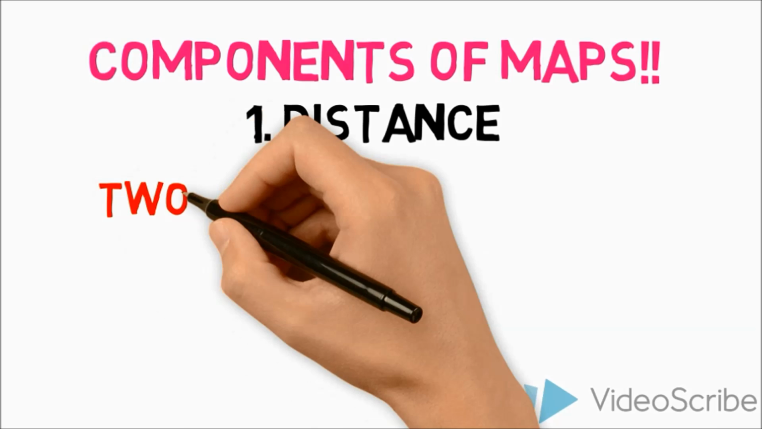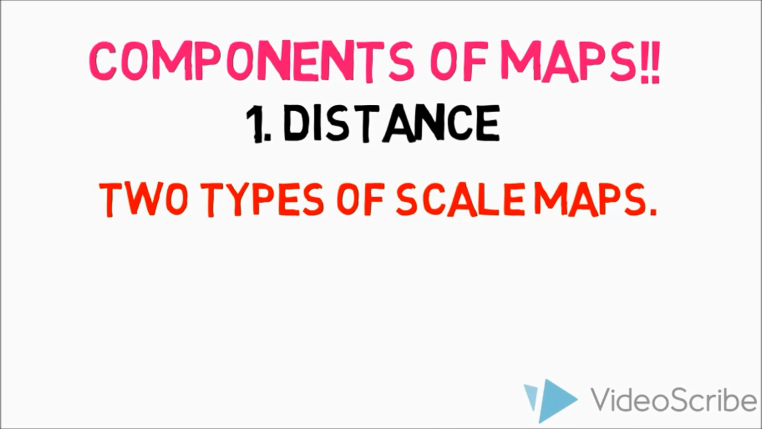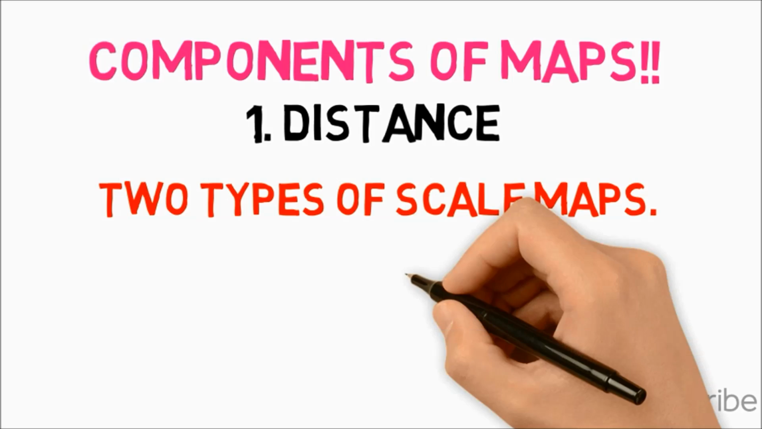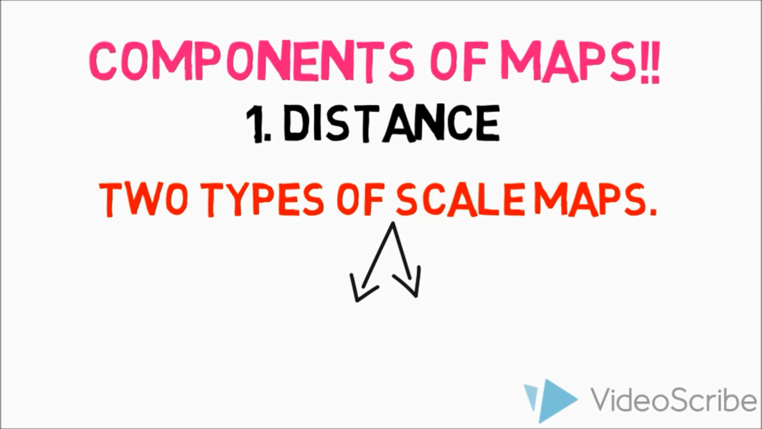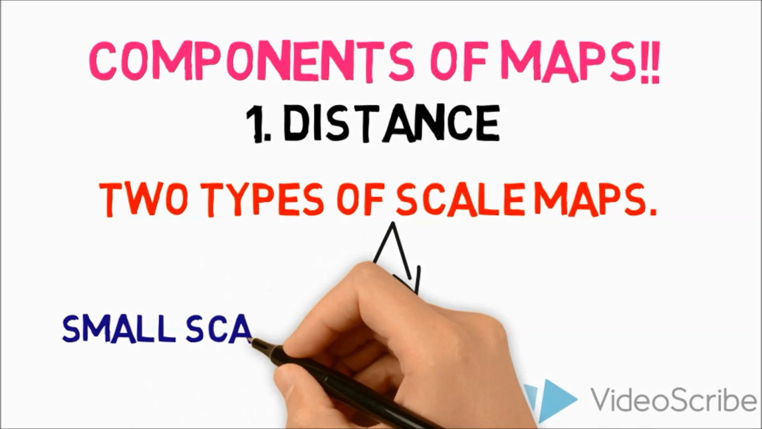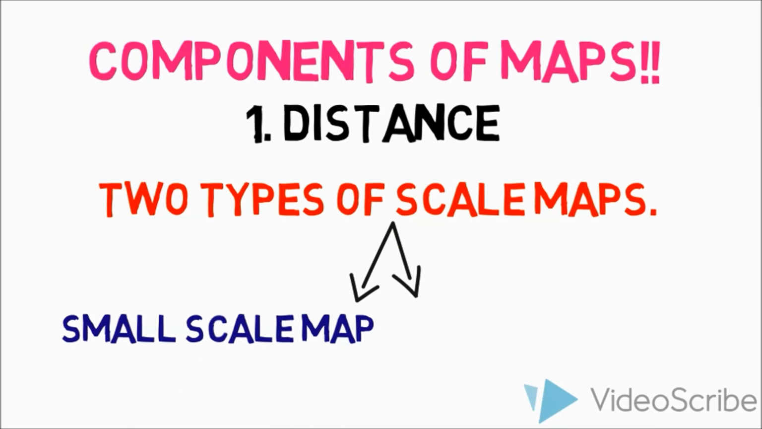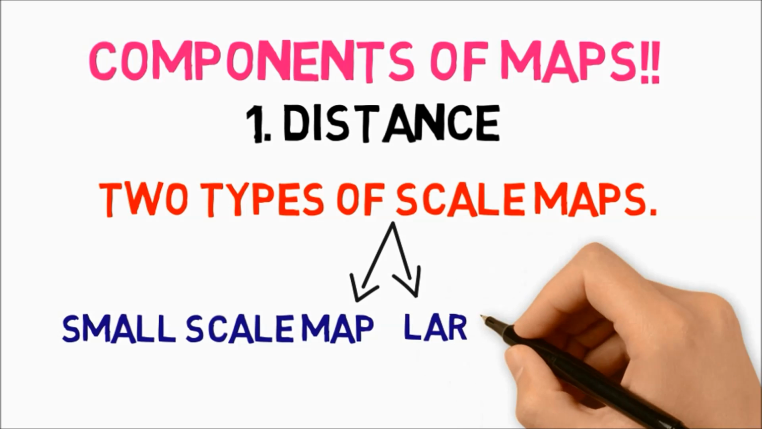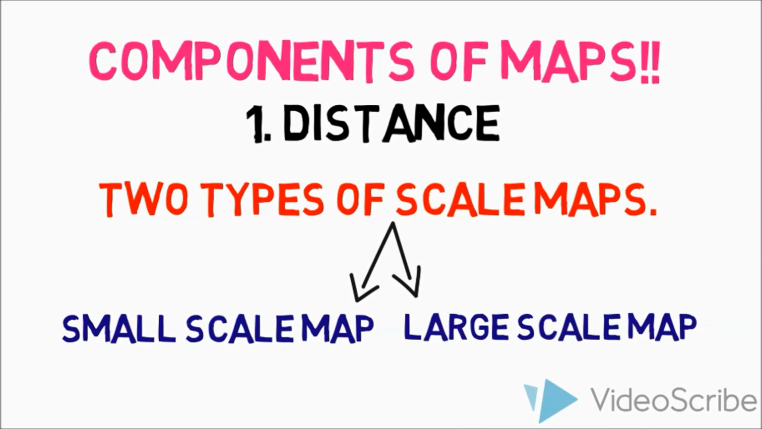There are 2 types of scale maps. When large areas like continents or countries are to be shown on a paper, then we use a small scale. For example, 5 centimeters on the map shows 500 kilometers on the ground. It is called a small scale map. When a small area like your village or town is to be shown on paper, then we use a large scale, that is 5 centimeters on the map shows 500 meters only on the ground. It is called a large scale map.